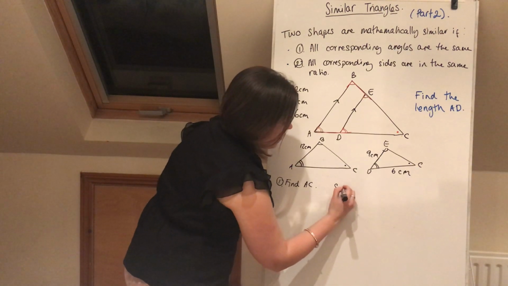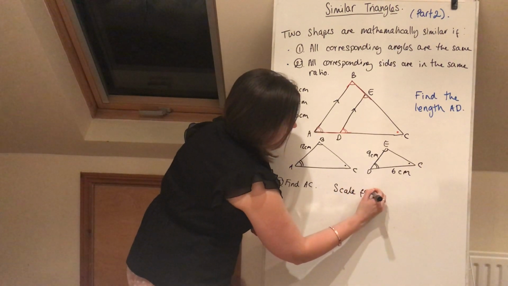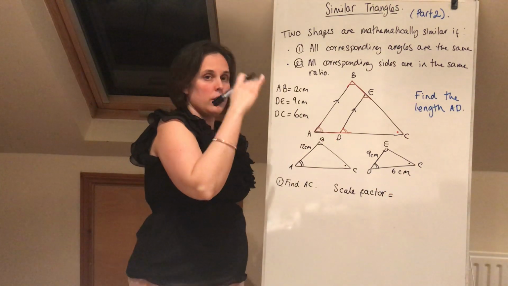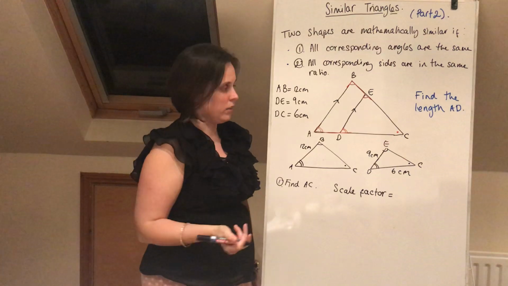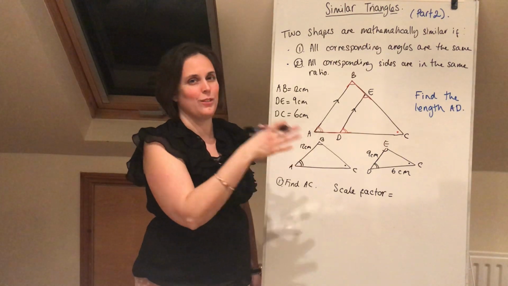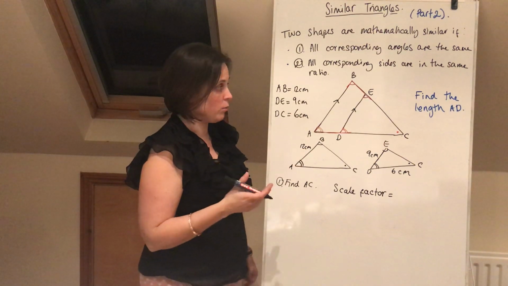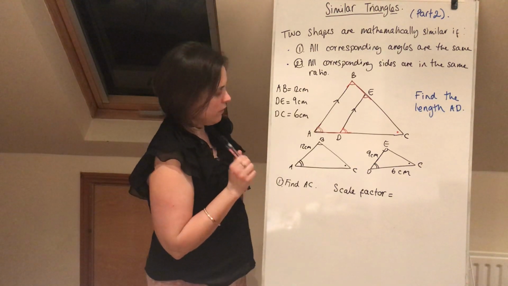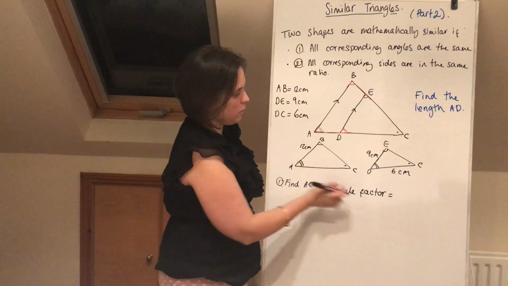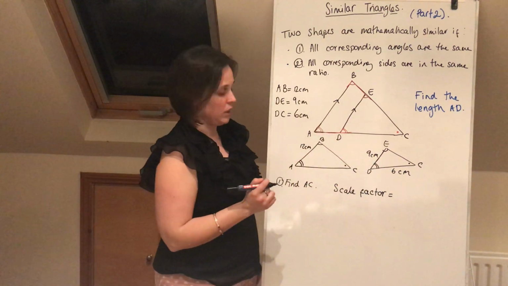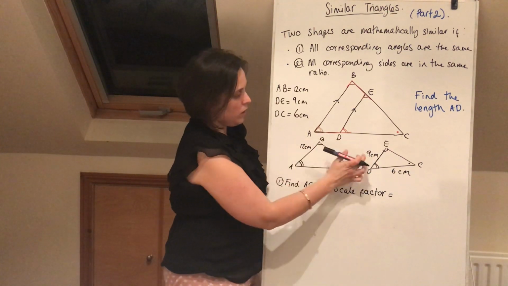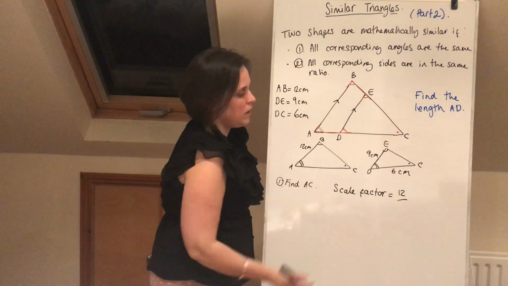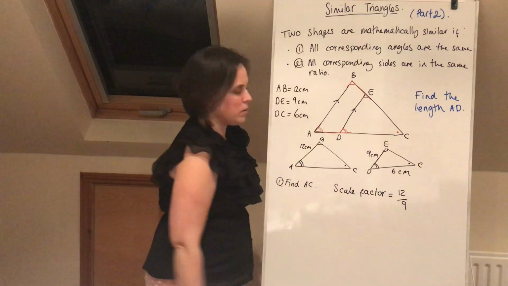Our scale factor, in this case, remember, is a length on the big triangle divided by a length on the smaller triangle. So you've got to find your corresponding sides. Hopefully you've spotted it: we've got single line, double line, single line, double line between the two angles. So therefore it's 12 and 9. The bigger number is 12, so we put that on the top. The smaller number is 9, so we put that on the bottom.